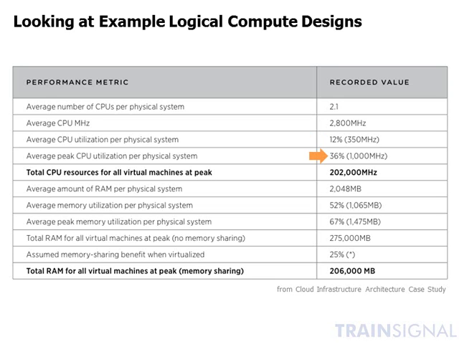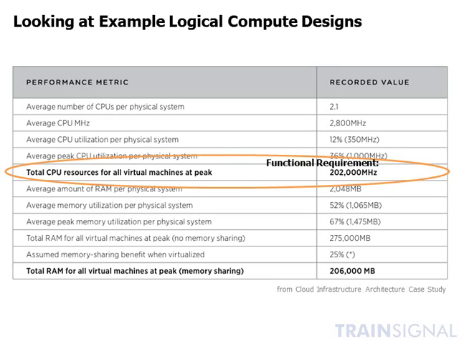But using these numbers, and we don't have a total on how many systems were actually measured here, but using these numbers and taking the average peak, we can arrive at a total aggregate CPU capacity of 202,000 megahertz or 202 gigahertz total CPU capacity. And that's our functional requirement. That's where we arrive at the point where we say we know that the environment has to be able to drive at least 202,000 megahertz of CPU cycles. And we'll use that as we go about deriving other values in the logical compute design.